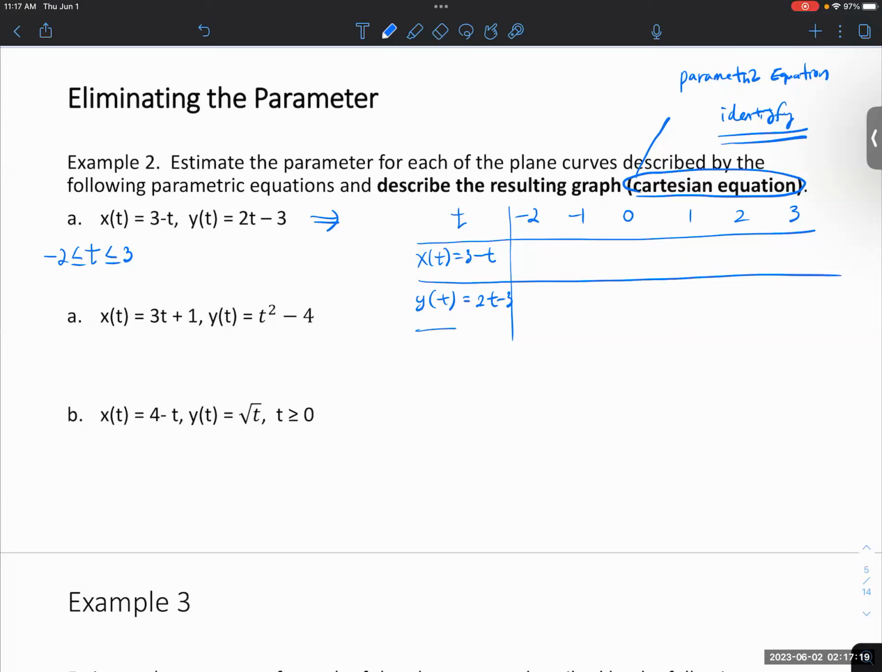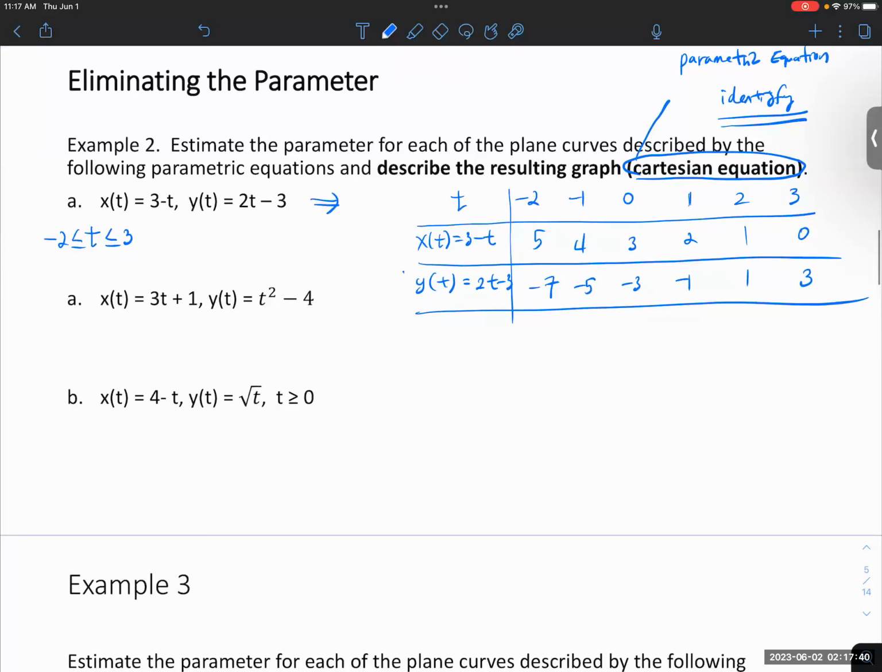Let's do it. So when you do it, it's going to be 5, -7, 4, -5, 3, -3. I'm just plugging in each t value into each x and y function. 2, -1, when t equal to 2, when t equal to 3. So you can graph it now, right?